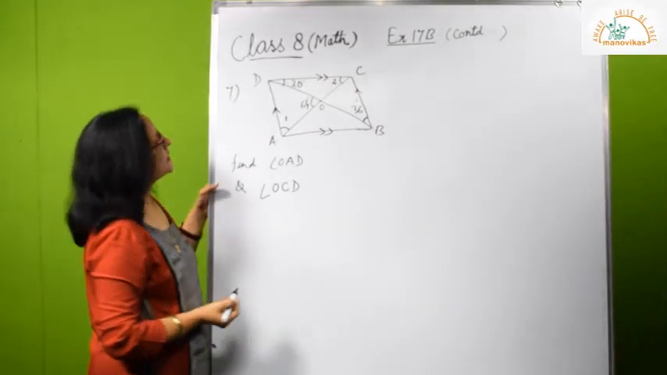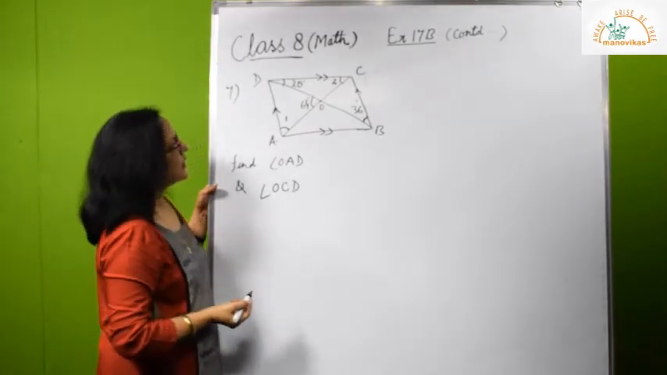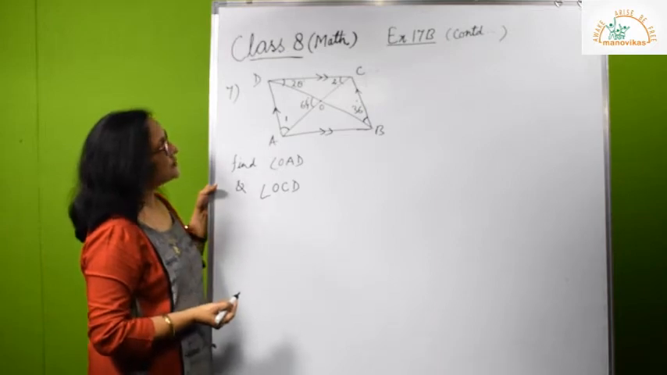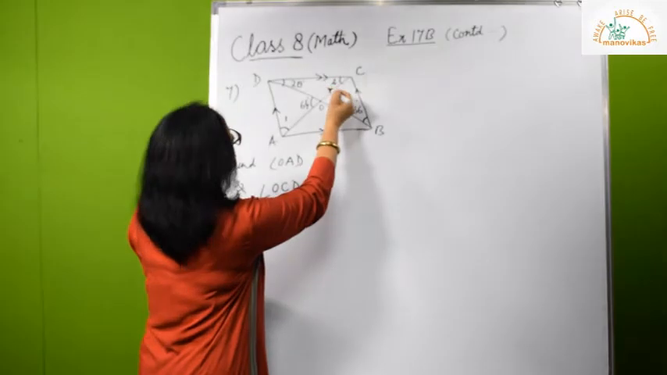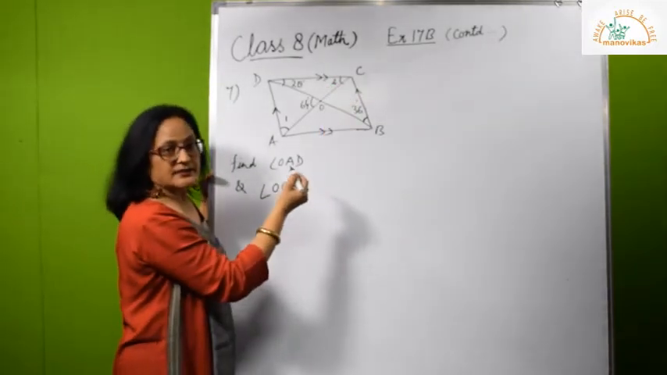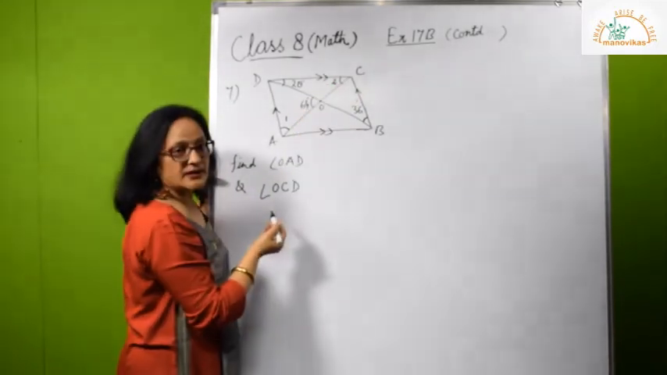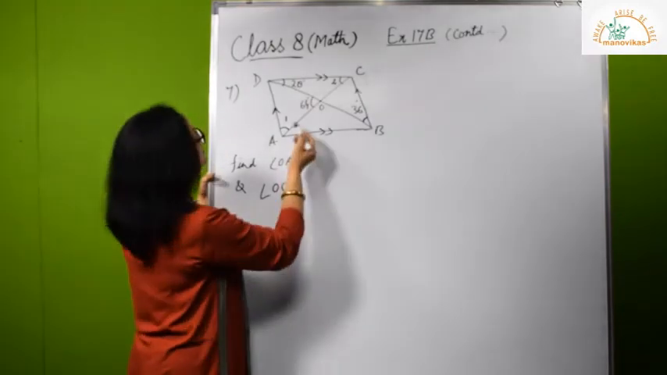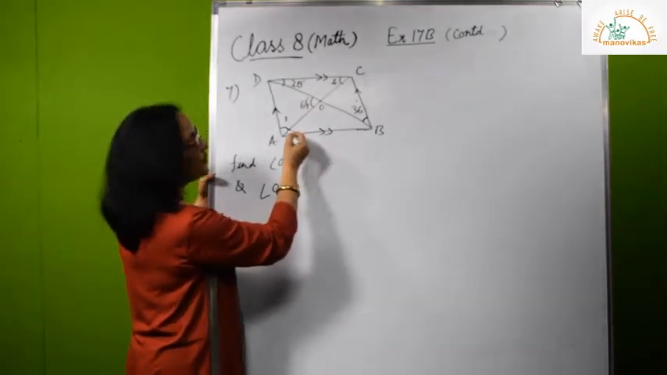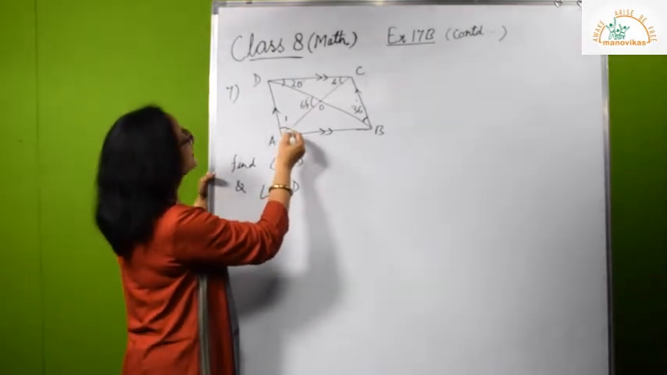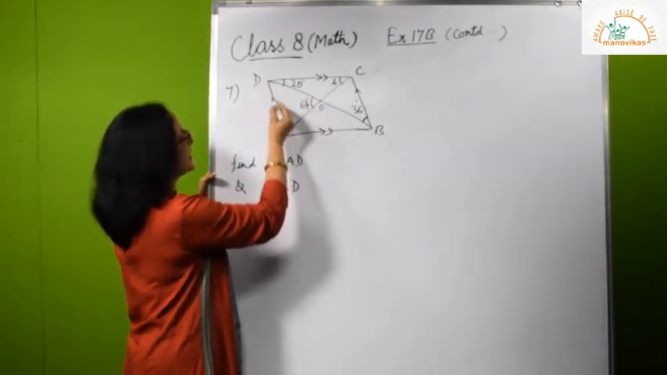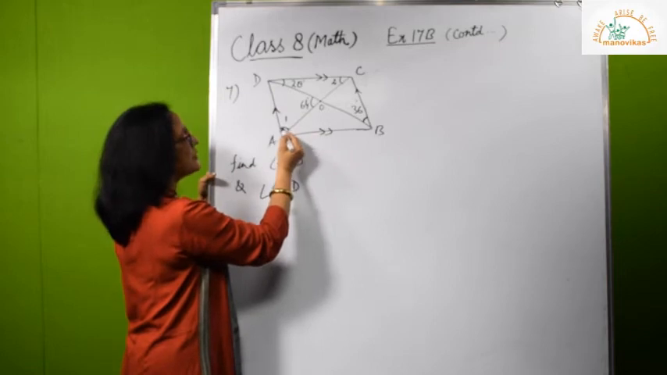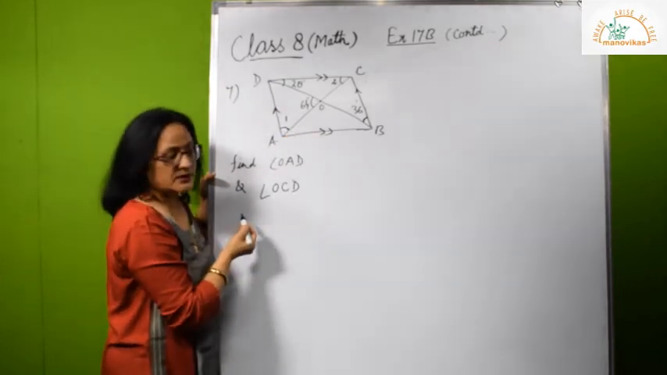Now as in other questions also, I told you, you have to see if the angle is in a triangle, then what are the other angles of that triangle? So first we are taking angle 1. Now see, this angle 1 is in which triangle? So you can see here in triangle AOD, this angle 1 is formed.